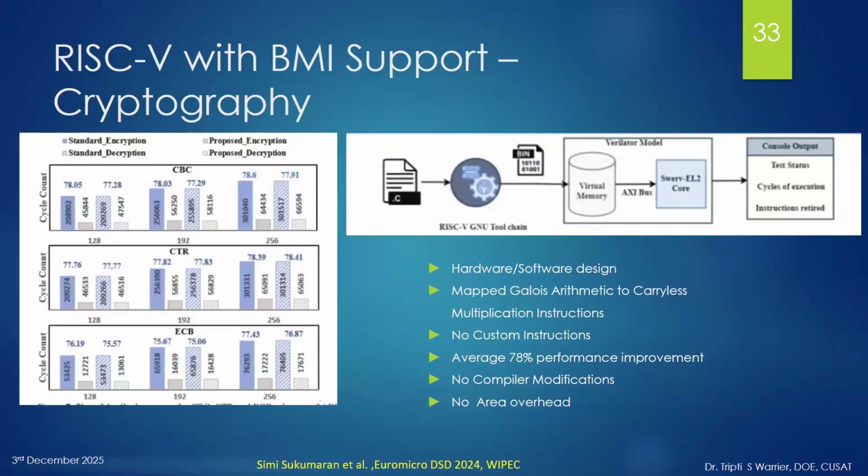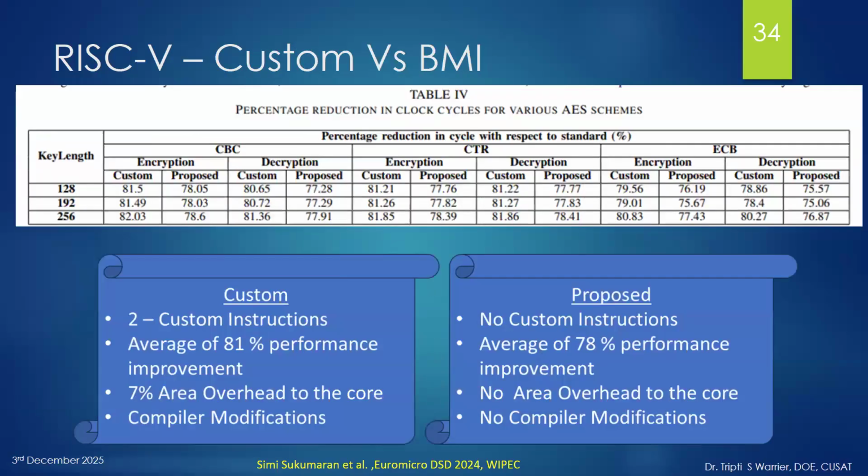No compiler modification required. The modification that we have introduced is we have ensured that these instructions are called. That can be solved by having a library which ensures that these instructions are executed. So no area overhead, no compiler modification, we were able to achieve good performance improvement. So this particular work targets cryptography only, and we were able to see an improvement in performance without hardware overhead.